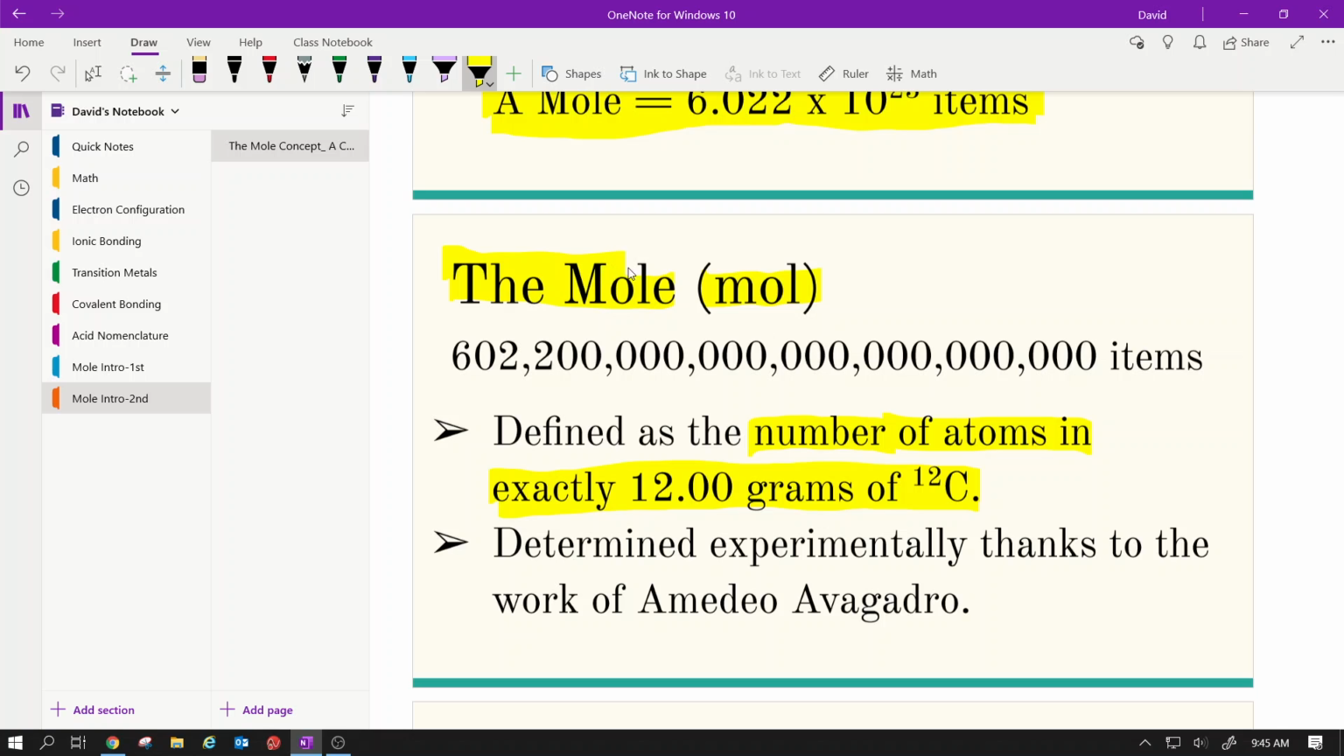Now, this number for this measurement was determined experimentally thanks to the work of a gentleman named Amedeo Avogadro. He was Italian. And his work helped us define a mole as this many items. And so because of that, we call 6.02 times 10 to the 23rd Avogadro's number. I do want you to write that down. And that is the number of atoms, or the number of items, in 1 mole of something.